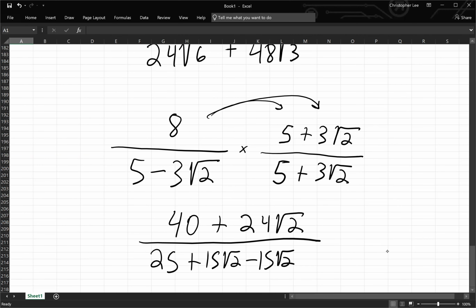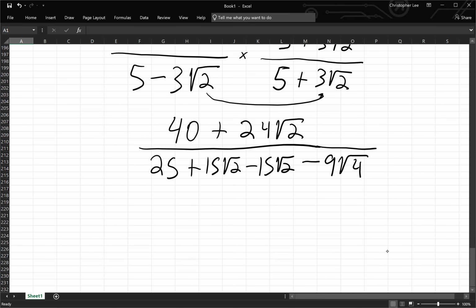15? Oh, 5 times 3 square root 2. Yeah, distribute. So I'm on the last one now. I want to know what negative 3 square root 2 times 3 square root 2 is. So negative times a positive is a negative. Negative 9, what? Square root 4. Perfect, right? And then we just want to combine like terms, right?